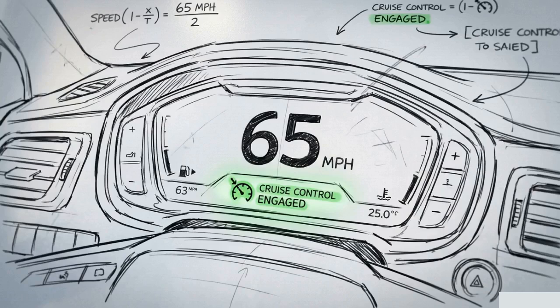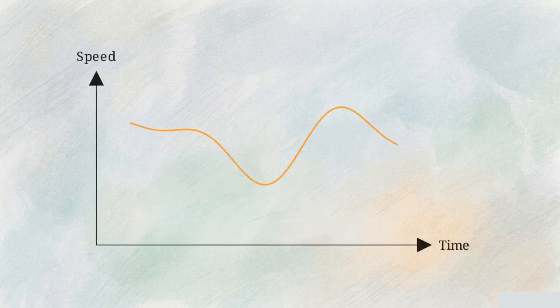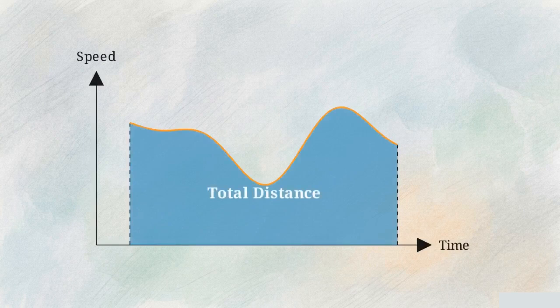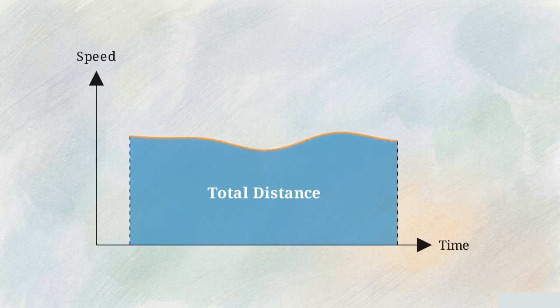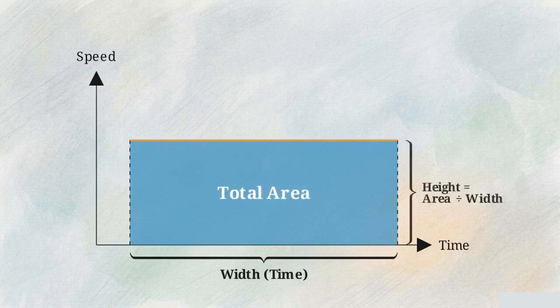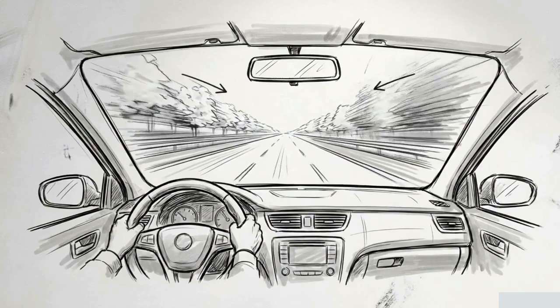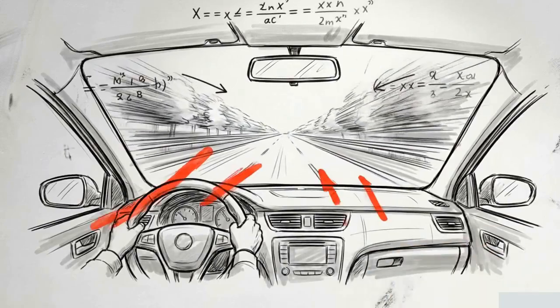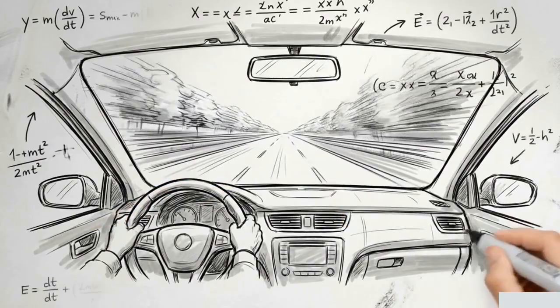Now we return to our original goal, finding that single constant cruise control speed. We can find it using a visual trick. We take the bumpy, mountain-like shape of our total distance and reshape it. The high peaks of our fastest moments flow into the low valleys of our slowest moments, forming a perfectly flat rectangle across the exact same amount of time. The math follows a straightforward rule. If you divide the total area of a shape by its width, you get its exact average height. The height of this newly flattened block represents the answer we've been looking for. It is your true average speed.